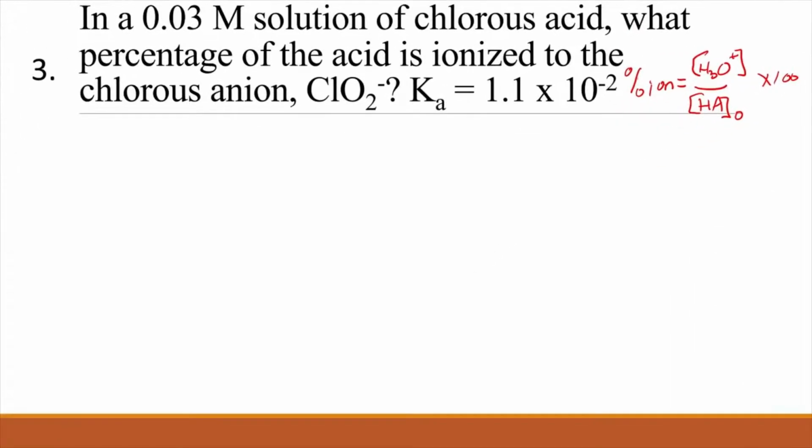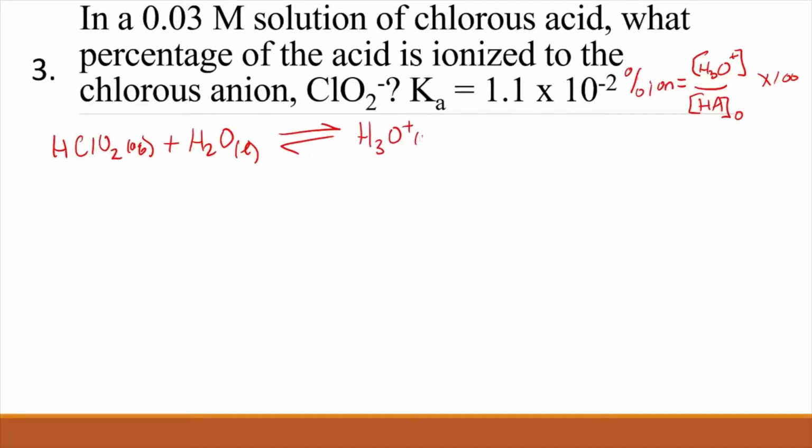Okay, so for this reaction, you might have to look up some formulas. Chlorous acid is HClO2, aqueous, and we're reacting it with water, which is liquid. And that's in equilibrium with hydronium, H3O plus, aqueous, plus the chlorous anion, ClO2 minus, aqueous. So let's set up an ICE table.